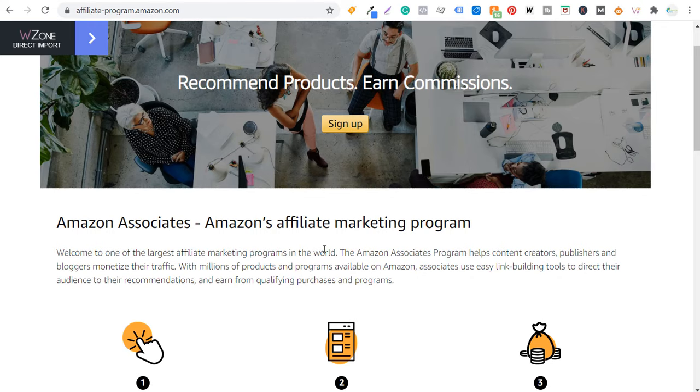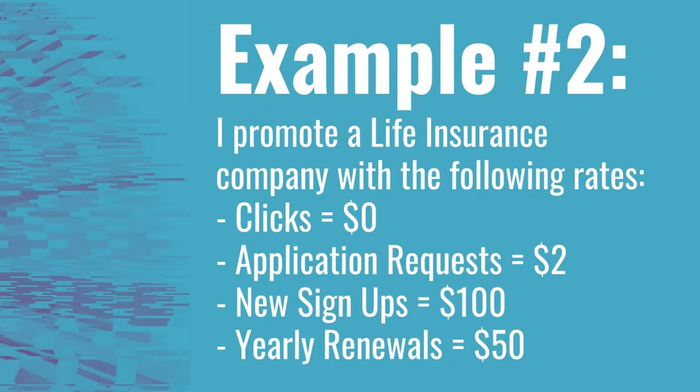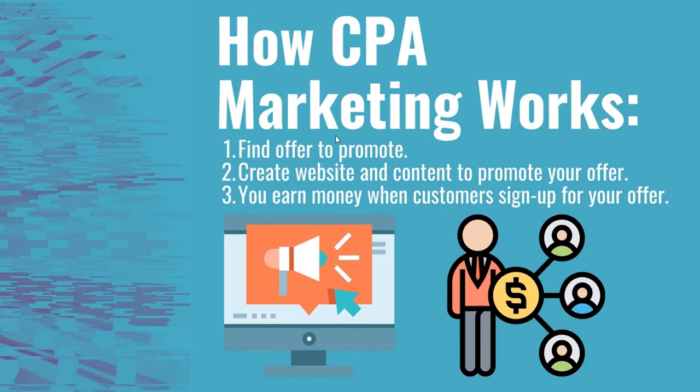So in the case of Amazon Associates, this is more just basic standard affiliate marketing where you sign up, you're recommending products, and then you earn 10% in all the commissions you drive. With CPA marketing, you're earning a fixed amount for every single action that you drive. So the basics for how it works is you want to look for an offer to promote, and it helps when you already have an existing audience or an existing website. You want to create a website if you don't have one already, and you want to make sure you're creating content. Again, it could be content on YouTube, on social media, anywhere you're able to drive people so they can see your offer and take advantage of your offer.